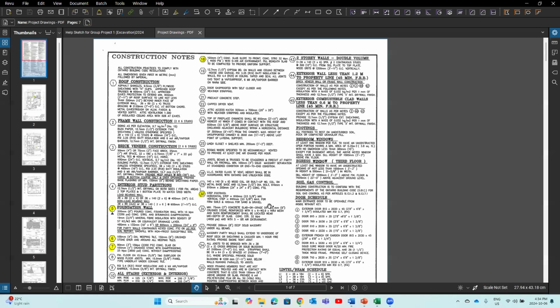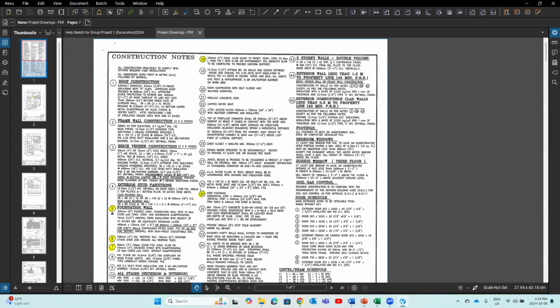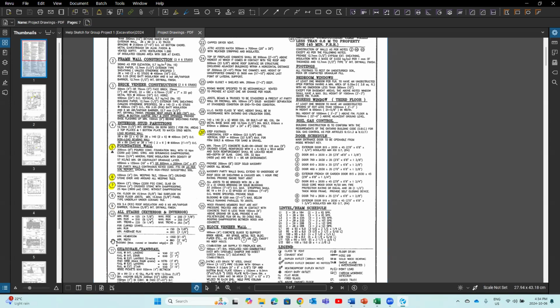In this case, we don't have a separate specification, but we do have construction notes with the drawings. I believe you're already familiar with this downcast project. So the first thing you need to do is read the construction notes first. Okay, you go through the construction notes and you highlight the information you need for excavation.